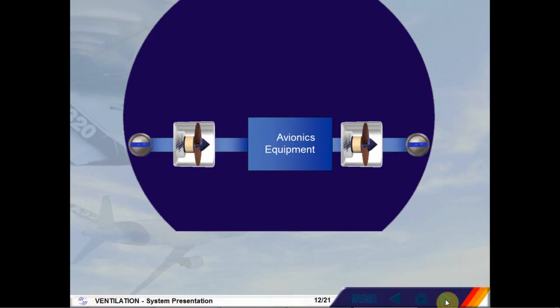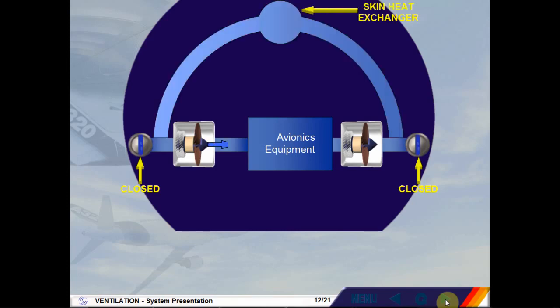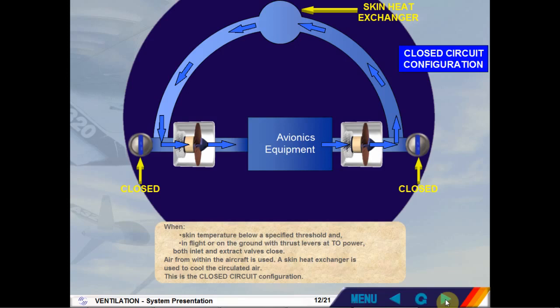When skin temperature is below a specified threshold and in flight or on the ground with thrust levers at takeoff power, both inlet and extract valves close. Air from within the aircraft is used. A skin heat exchanger is used to cool the circulated air. This is the closed circuit configuration.